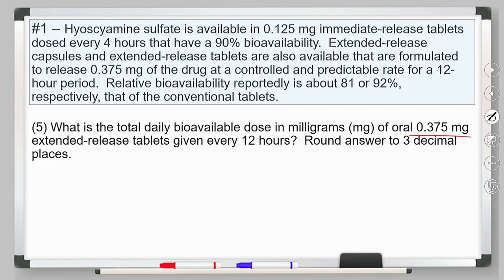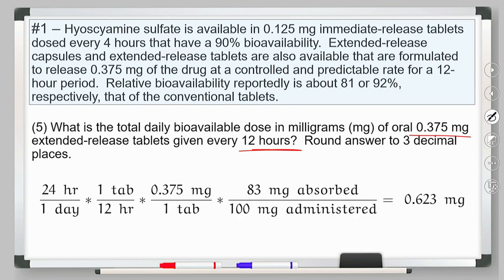They're still given every 12 hours, but they definitely have a different absolute bioavailability. So go ahead and use that and calculate its daily dose. See if we like it better. You get my final value of 0.623 milligrams. And finish up if you need to.